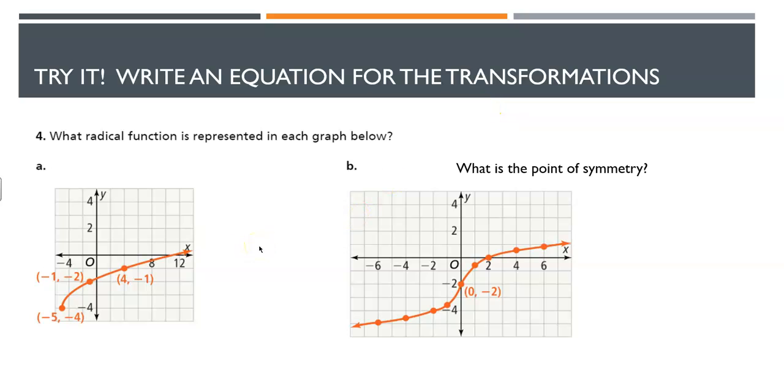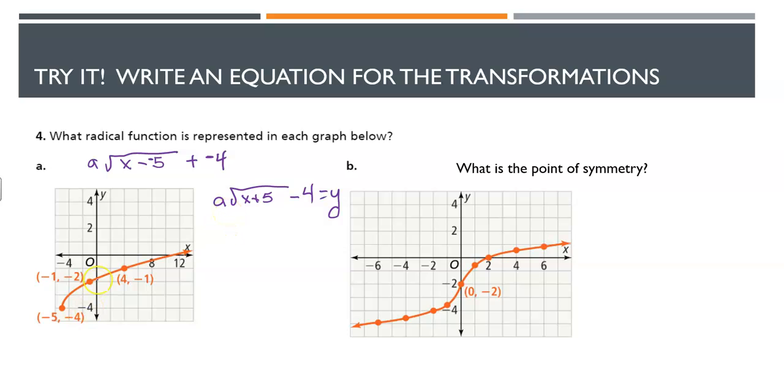I want you to try these two. I know this is the square root function because of the way it's shaped. And there's something else you can fill in right away. Whatever this point is, you can put that in. So this would be -5, sorry, and then this is plus a negative 4. So I might rewrite that a little bit. So a square root of x plus 5 minus 4 equals y. That gets you started. Now I just need to find an a value.